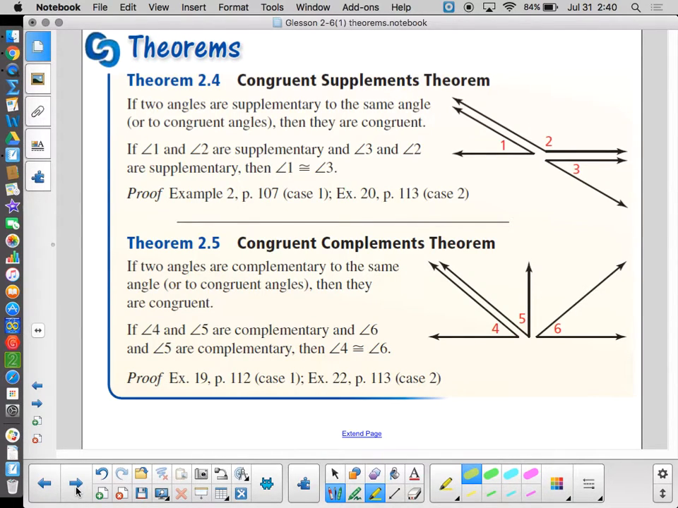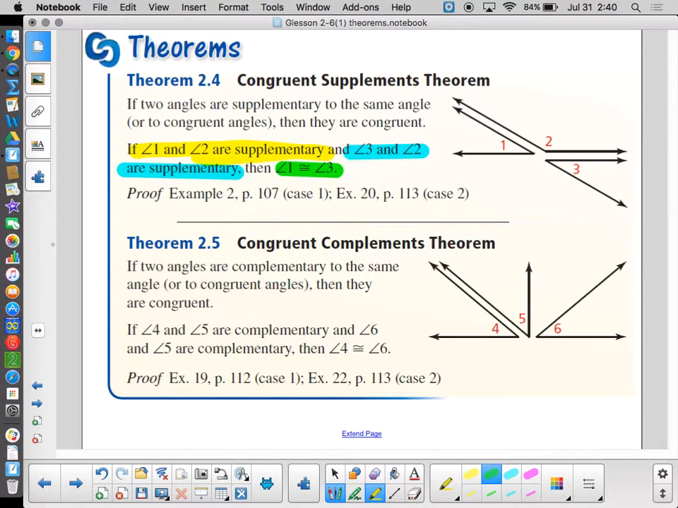All right. Congruent supplements theorem. This is kind of fun. If two angles are supplementary to the same angle, or congruent angles, they are congruent. Now, wait a minute. So if angle 1 and angle 2 are supplementary, and angle 3 and angle 2 are supplementary, then angle 1 and angle 3 are congruent. This kind of defies our transitive property. Wait a minute, if 1 is congruent to 2 and 2 is congruent to 3, then 1 is congruent to 3. That's transitive property, yep. If 1 is supplementary to 2 and 2 is supplementary to 3, then 1 is congruent to 3? Yeah.